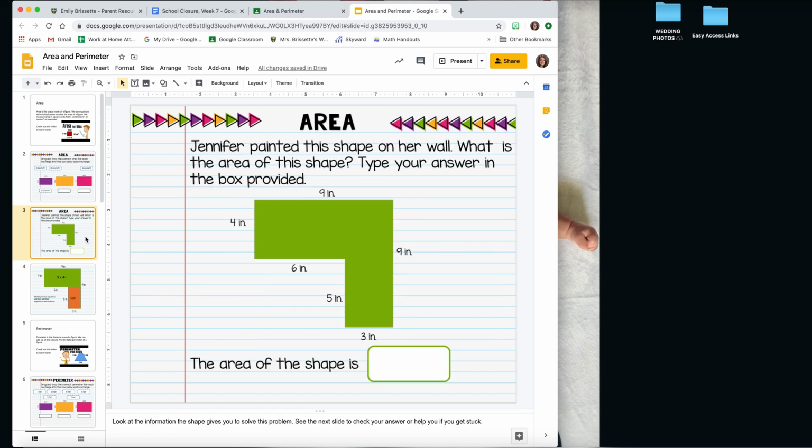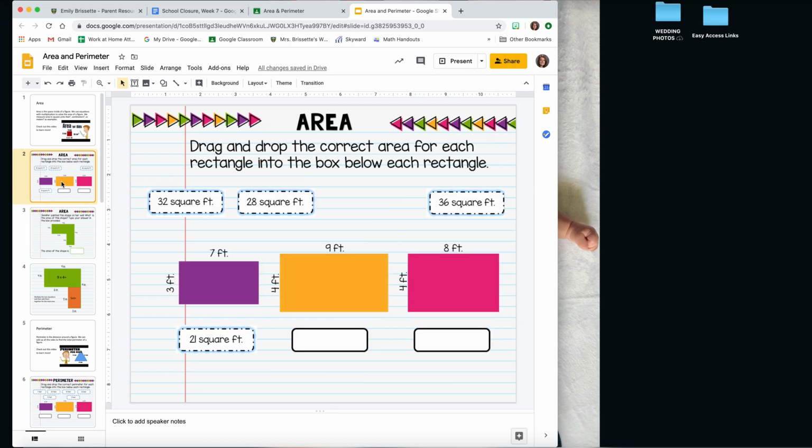This one's just a touch harder because there's 2 rectangles. So Jennifer painted this shape on her wall. What's the area of the shape? You're going to type your answer down here. So you can look at this as a really big shape, but we also know that it's easy to find the area of rectangles by multiplying the length times the width.